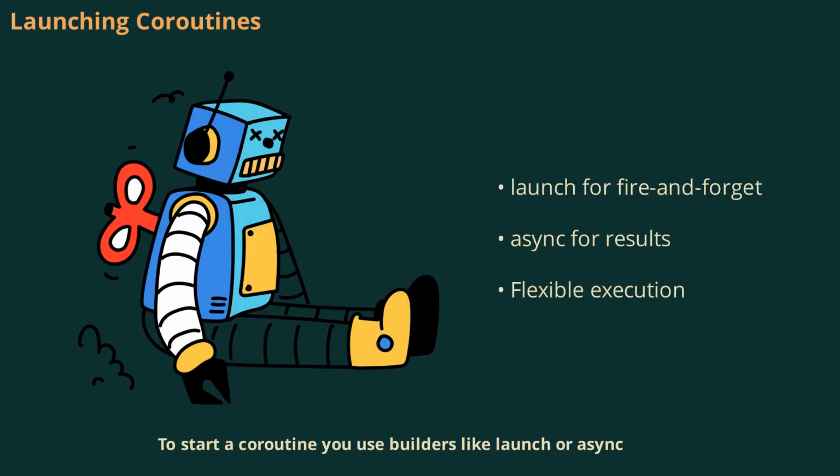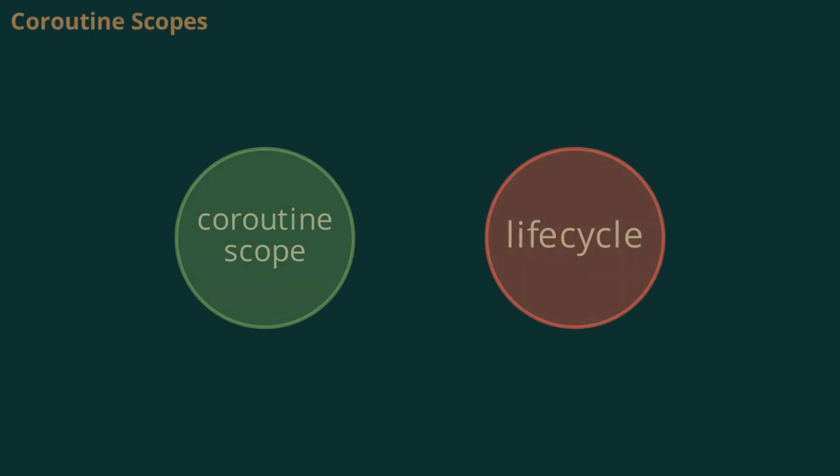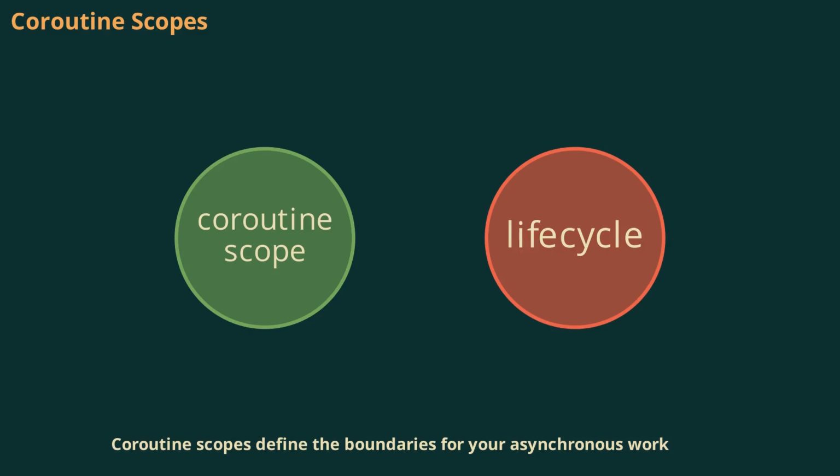Start a coroutine. You use builders like launch or async. These functions create a new coroutine and run your code inside it. The launch builder is perfect for tasks that don't return a result, while async is used when you need a value back. By choosing the right builder, you can control how your coroutines execute and interact with the rest of your app.